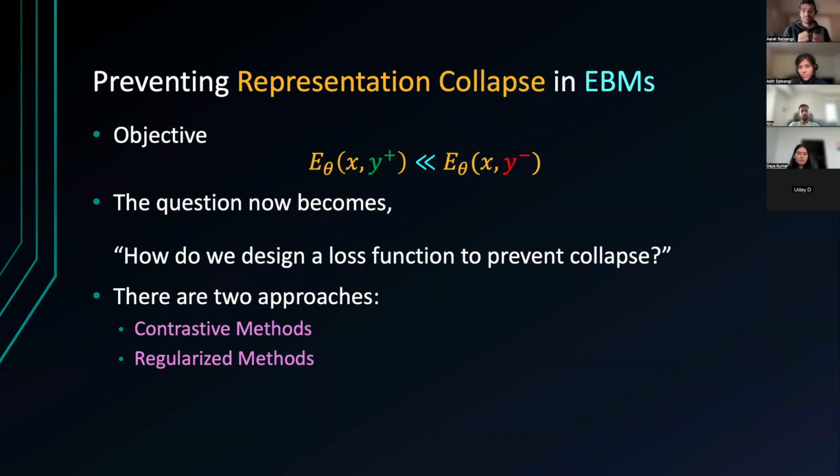The whole thing about all of these different papers coming out is to create a loss function such that it can prevent collapse. Create a loss function, do different kinds of cool tricks and different things to get the model to not collapse. There are two approaches you can take to prevent collapse. One is contrastive methods, the other is regularized methods.